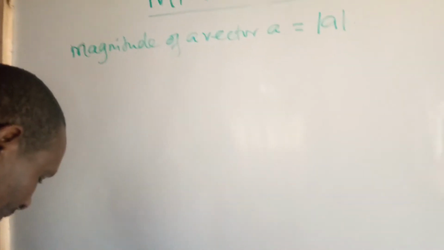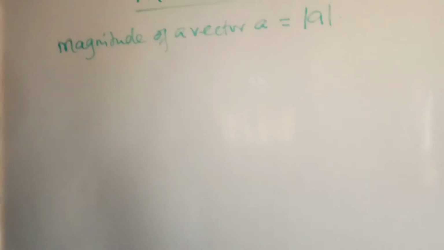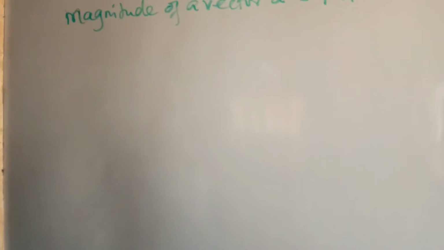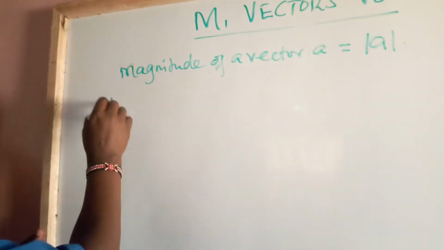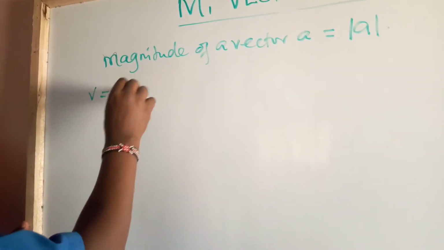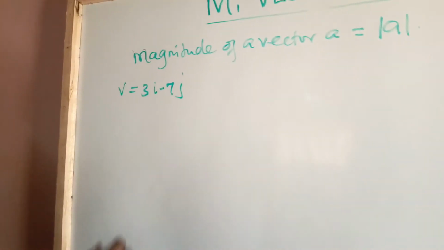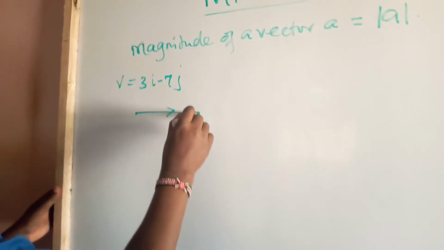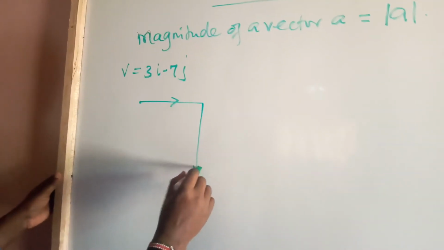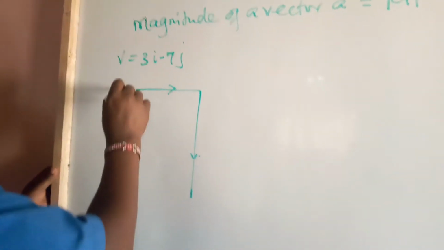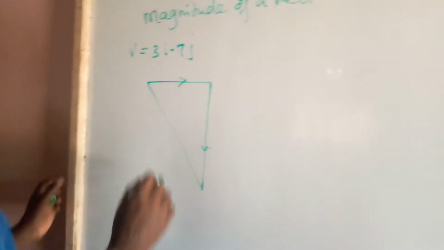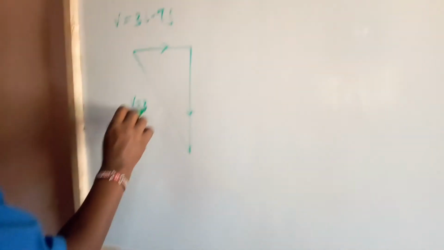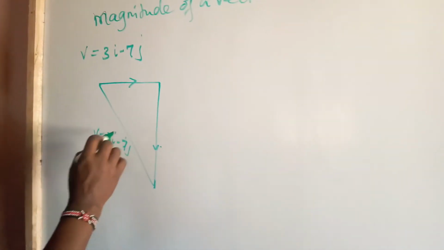Given that vector V is 3i minus 7j, find the modulus of V. If you are starting from here, then you could call that 3i minus 7j, because for the negative, we have to go down to the negative side of the y-axis. This is V, which is 3i minus 7j.